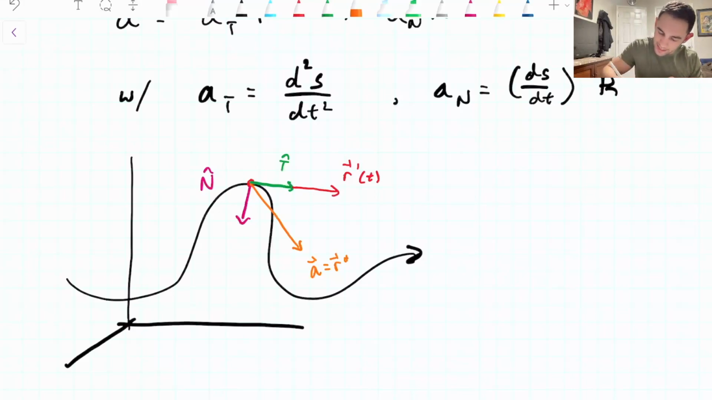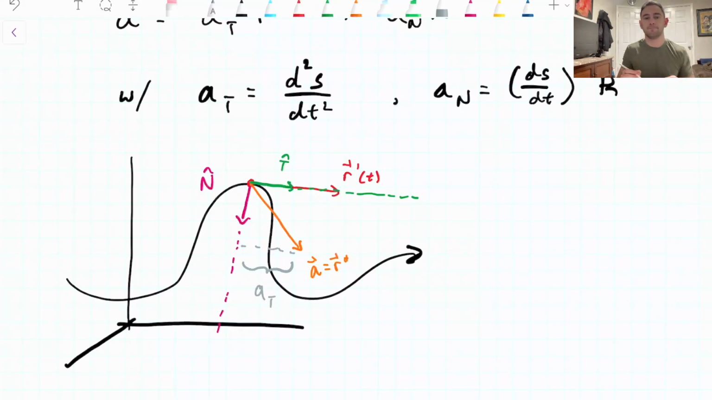And I can project it back onto the n hat axis. I can project it back onto the t hat axis. And this projection in the t hat direction, that's what I call a sub t. It tells me how fast I'm speeding up. The more well-aligned your acceleration vector is with your direction of travel, the more quickly you'll be speeding up.